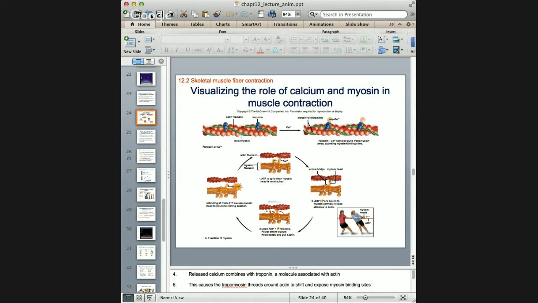I think I will stick with the video because I could explain it, but I think seeing the video makes it much more meaningful. Looking at the figures is good. Read the figures, read the text associated with the figures, but also look at the video, and it helps to clear up how muscles contract a lot better.